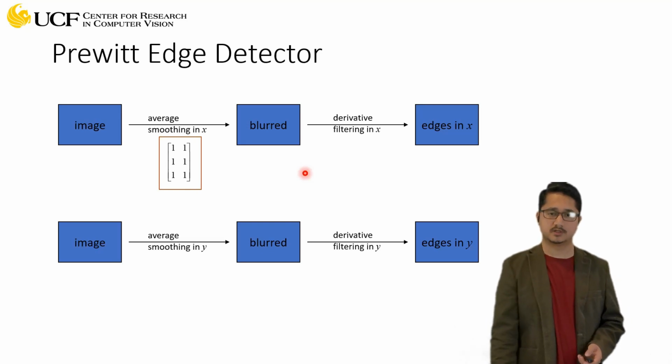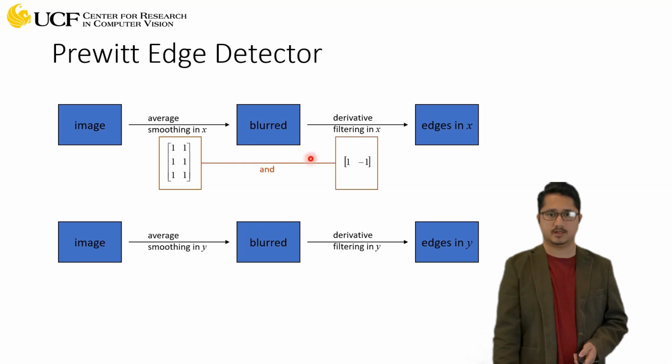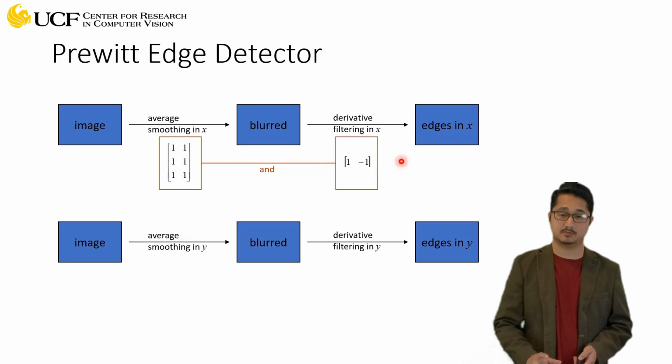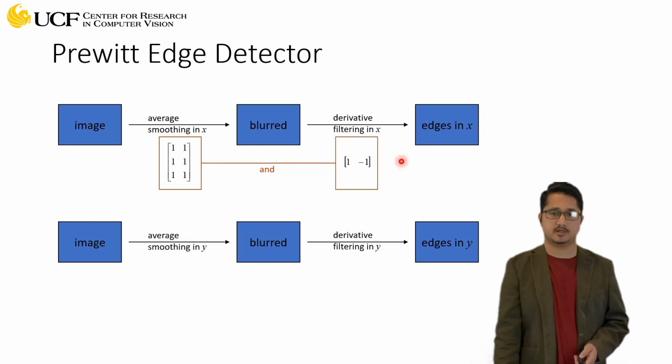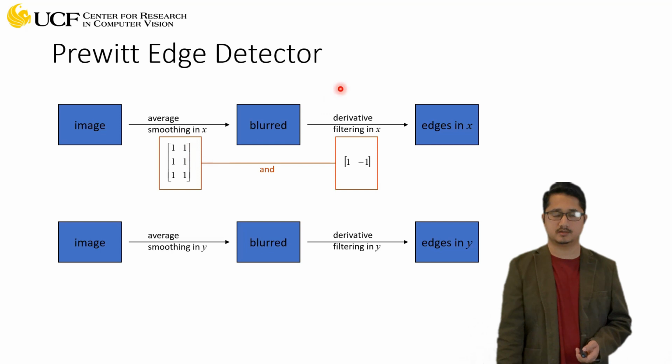Now, if you look at the filters which are used in this algorithm, we have all ones, which is going to smooth your image. And for the derivative, you have a 1 and -1. This mask we have seen before, and it gives you edges in the X direction. So one way is you can first perform smoothing using this filter, and then you can operate this derivative mask on this blurred image to get the edges.